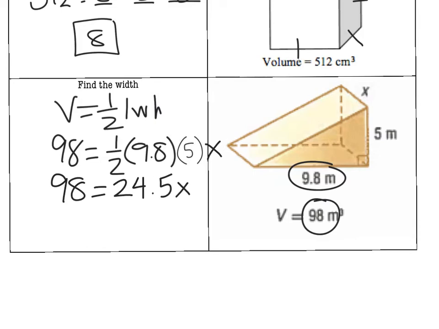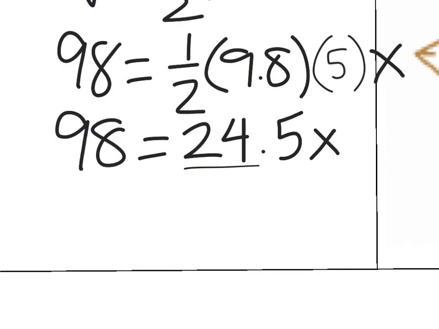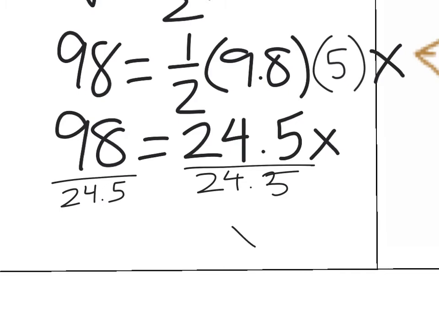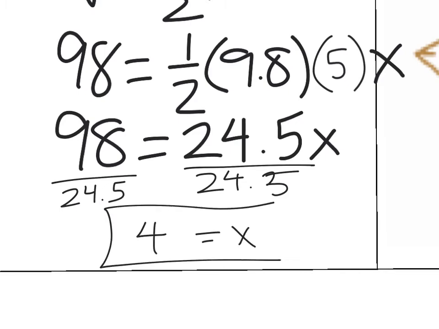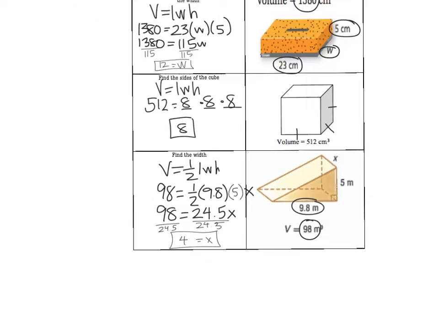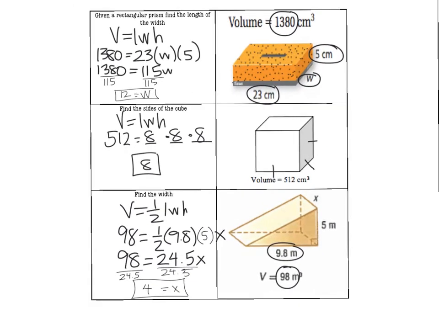And then same thing, final step in a one-step equation is divide both sides by whatever's in front of x. And this is going to give me 4. Okay, so this is a prism. This is a triangular prism.